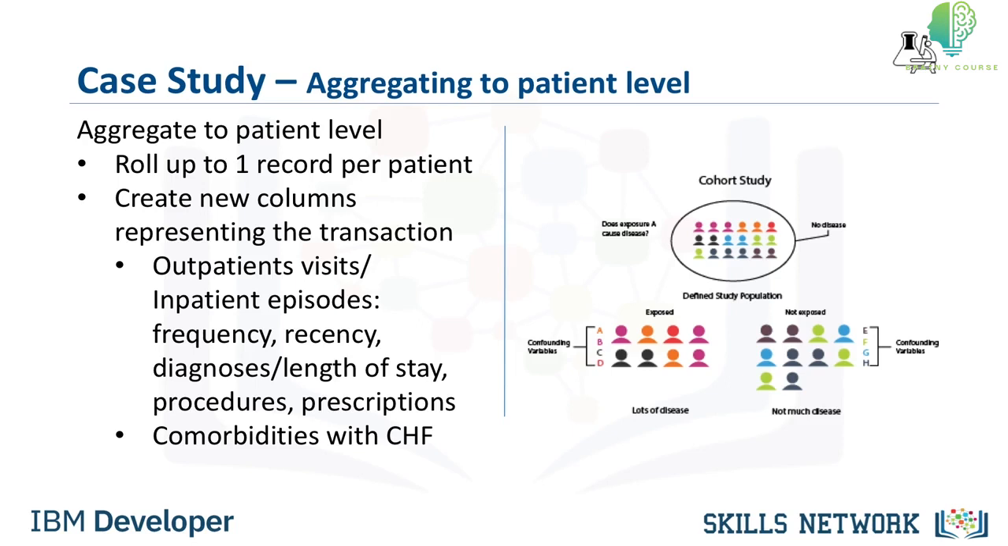As part of the aggregation process, many new columns were created representing the information in the transactions. For example, frequency and most recent visits to doctors, clinics and hospitals with diagnoses, procedures, prescriptions, and so forth. Comorbidities with congestive heart failure were also considered, such as diabetes, hypertension, and many other diseases and chronic conditions that could impact the risk of readmission for congestive heart failure.